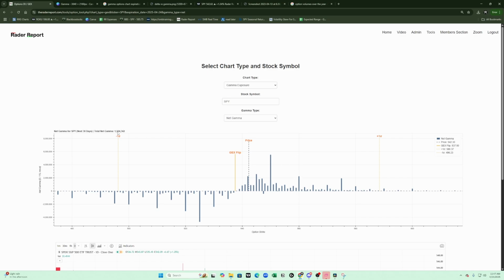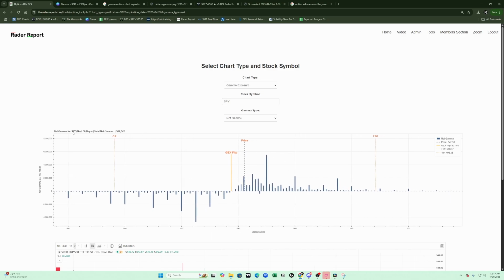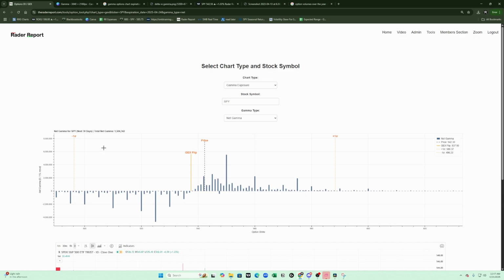The way I have it set, I built on the RADER report, is the next 30 days. I believe that you always want to include a monthly expiration, because that is where the majority of positioning, the majority of hedges, the majority of funds are positioning, on that 30-day expiration. The monthlies have the most money on them. So I always look for that 30-day out.